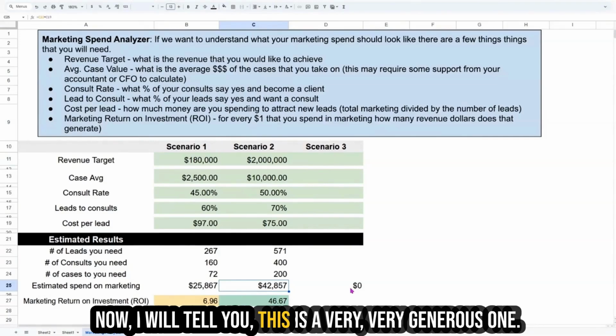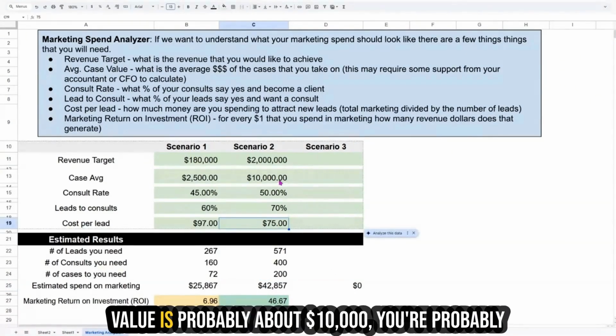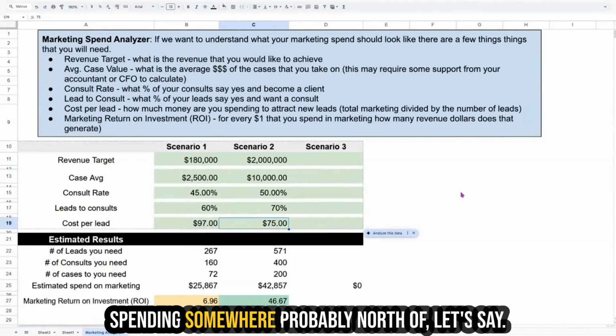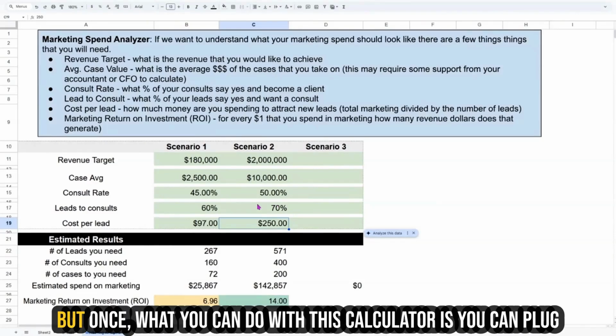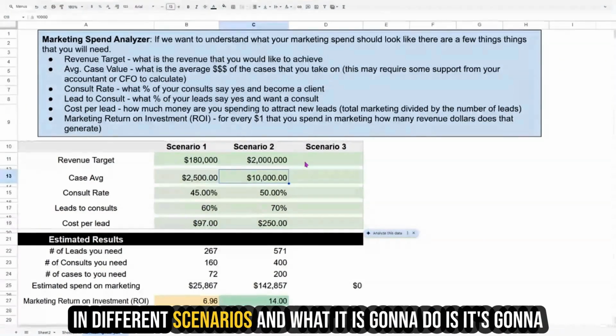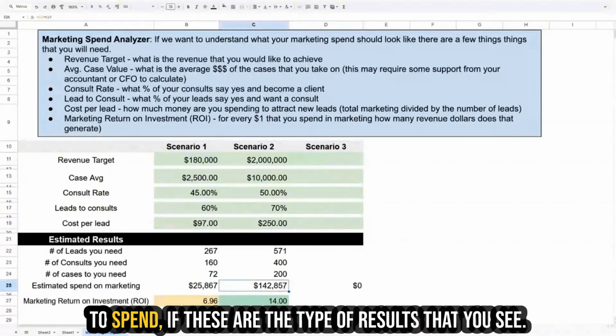Now, I will tell you, this is a very, very generous one. If your average case value is about $10,000, you're probably spending somewhere north of, let's say, $250 per lead, because that's a really high value. But what you can do with this calculator is plug in different scenarios, and it is going to give you an idea of about how much you should be expecting to spend if these are the type of results that you see.